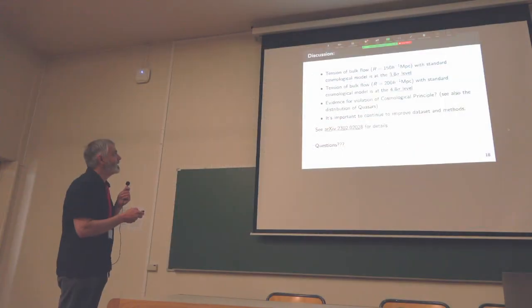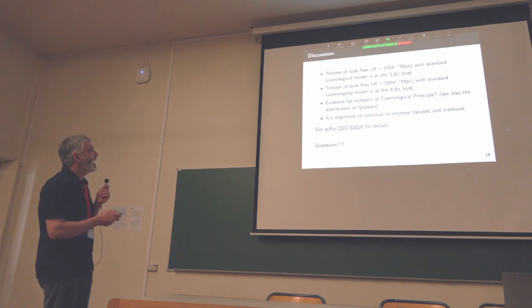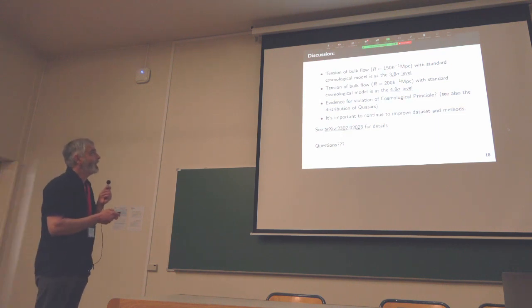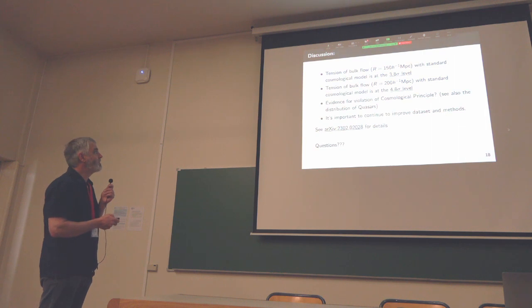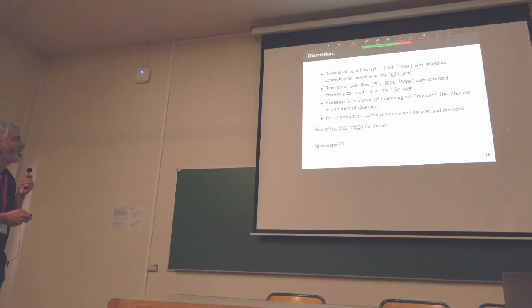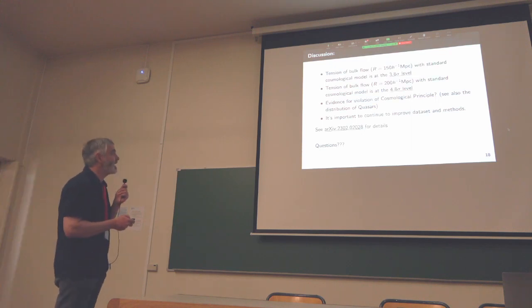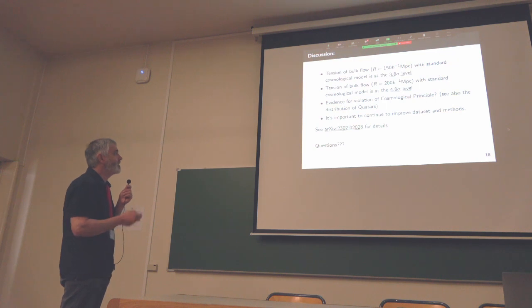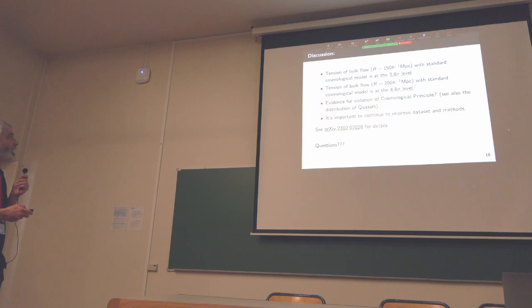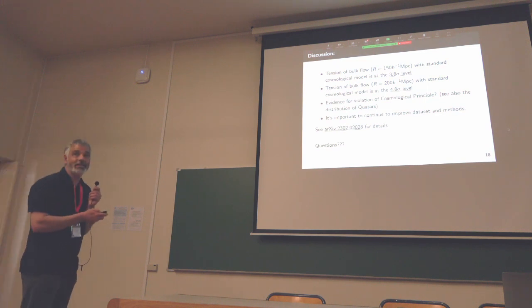So one explanation of this could be a violation of the cosmological principle, and this has been seen in the distribution of quasars. That's something I've been thinking about. Obviously, this could also be something in the data, some systematic in the data. So it's important to continue to improve the data set and the methods. And here is my paper again, on the arXiv. Questions?